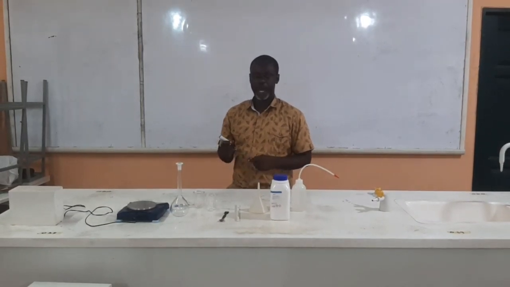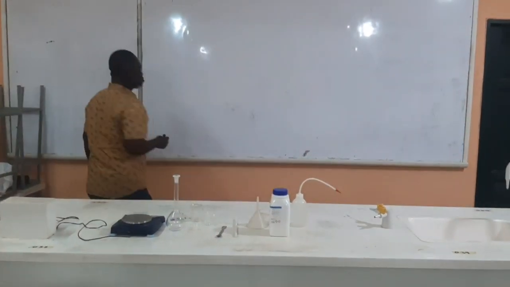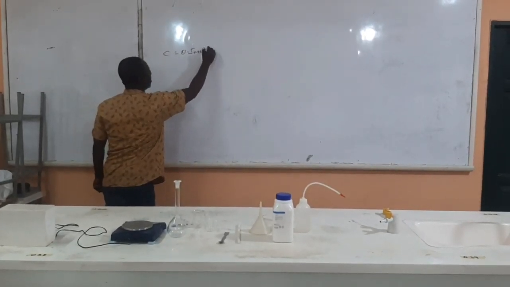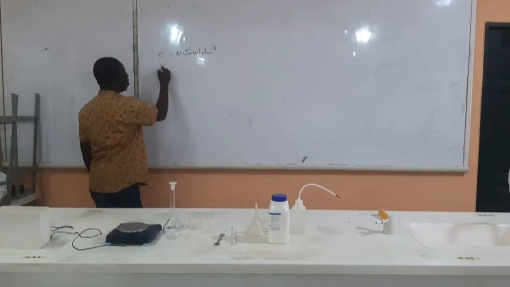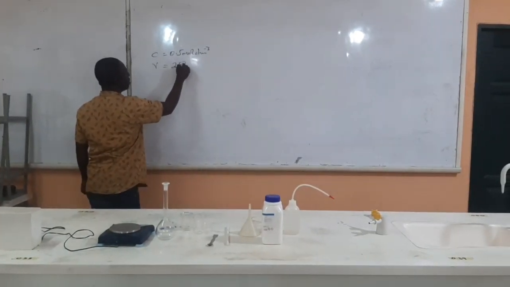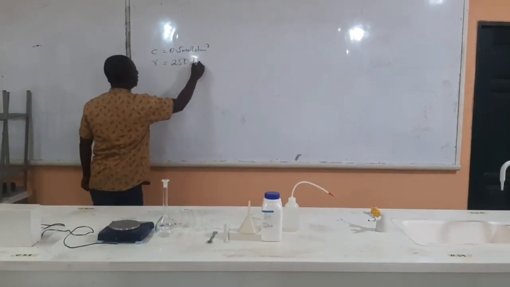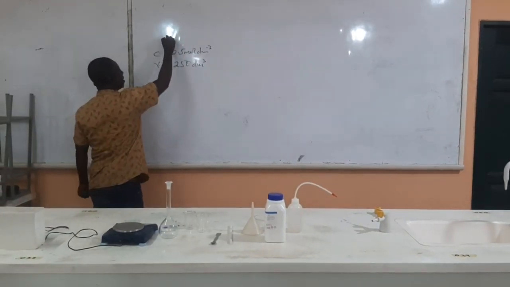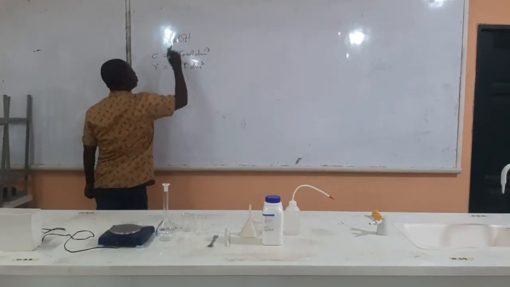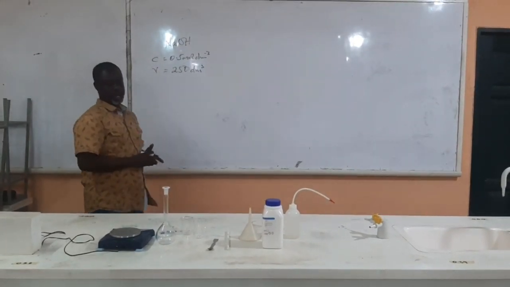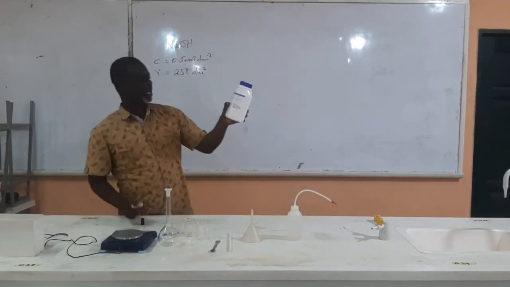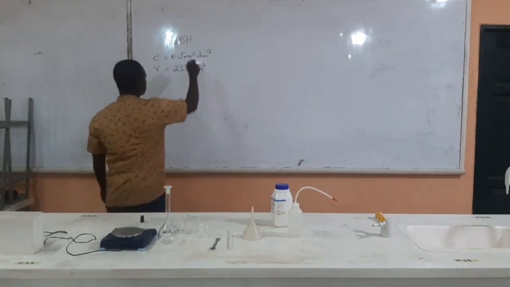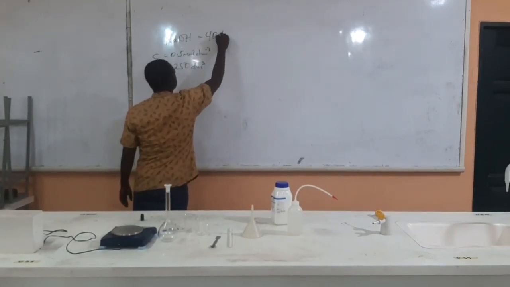We want to prepare a solution of concentration 0.5 mole per decimeter cube, of volume 250 centimeter cube. The chemical that we will prepare the solution from is sodium hydroxide. This is our sodium hydroxide. The molar mass of it is 40, so we have 40 grams per mole.